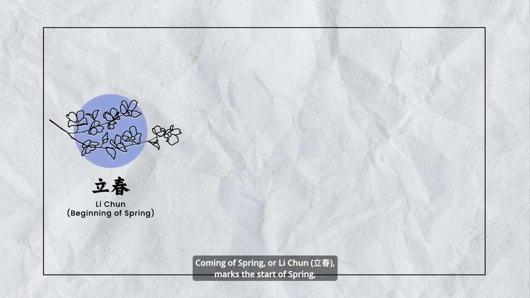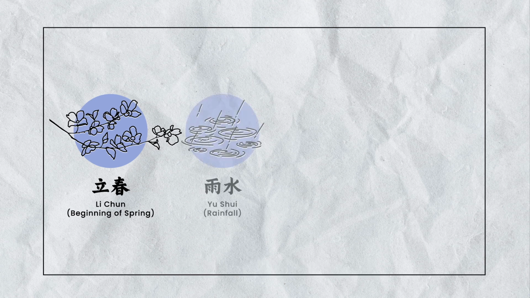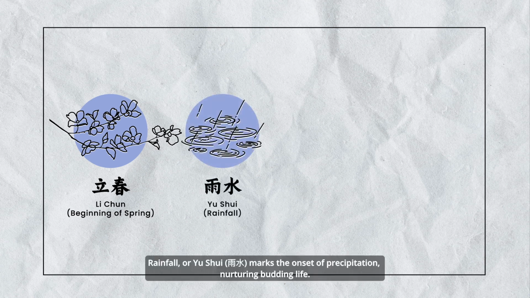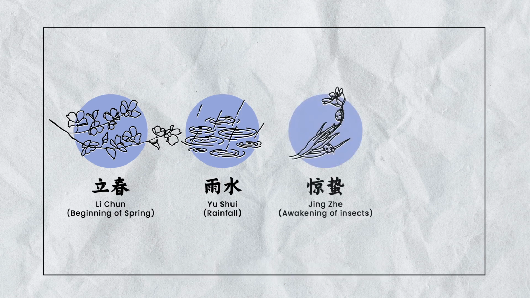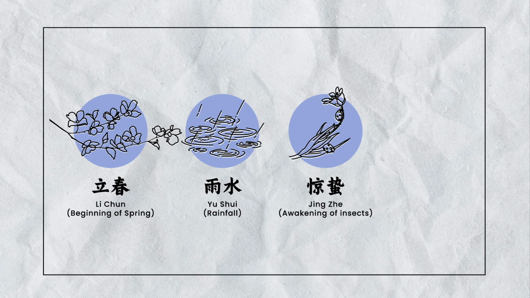Coming of spring, or Li Chun, marks the start of spring, signifying a time of rejuvenation and fresh beginnings. Rainfall, or Yu Shui, marks the onset of precipitation, nurturing budding life. Awakening of insects, or Jing Zhe, signifies the moment hibernating animals stir, breathing new life into the world.